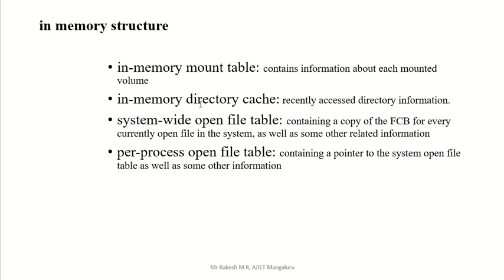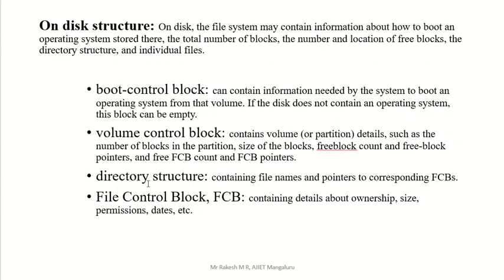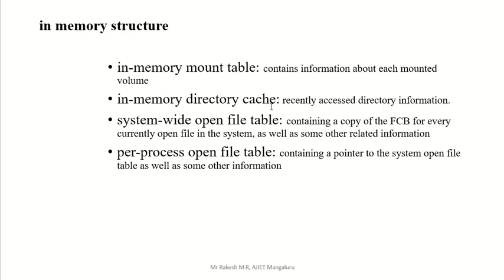Then the in-memory directory cache. What does directory cache mean? A directory contains information about files, right? So recently accessed directory information is there in your cache. All the file information is there in the directory structure that we saw in the previous slide, but cache means we can keep only a few things. That's why recently accessed files' information is there in the in-memory directory cache.